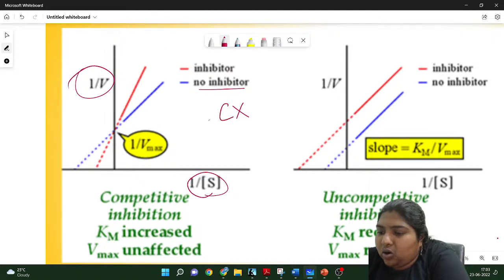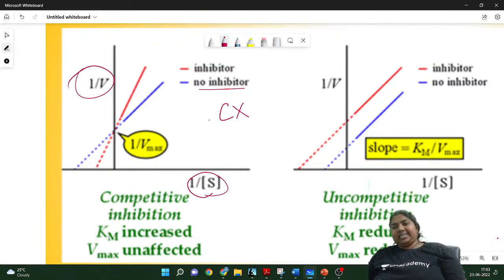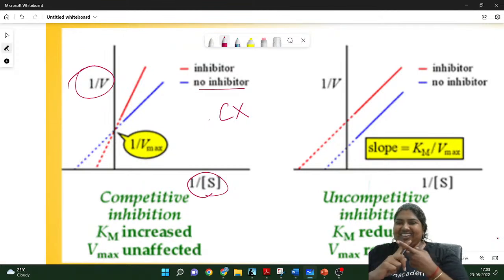So CX is what is called competitive inhibition. Competition means always a cross, correct? So this is going to be your CX. CX means it is forming a competitive inhibitor. A competitive inhibitor is always going to be your X. X means competition, no? Fight.